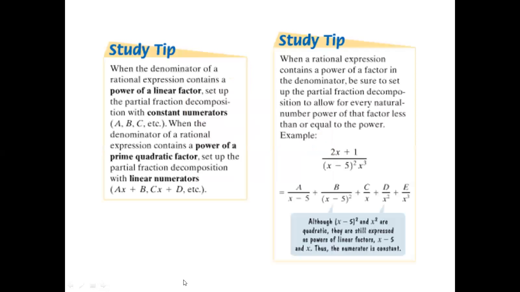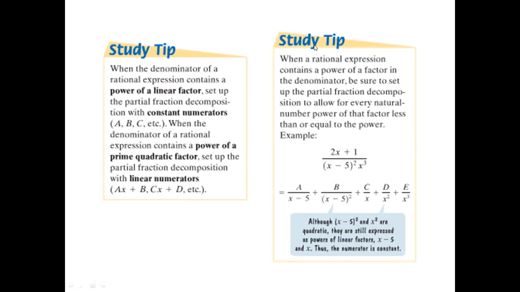Okay? Next, when the denominator of a rational expression contains a power of a linear factor, set up the partial fraction decomposition with constant numerators. So you still have A, B, C. When the denominator of the rational expression contains a power of a prime quadratic factor, set up the partial fraction decomposition with linear numerators. This is the case of quadratic factor. Okay, quadratic factor, the numerator is, as I have said, first degree or linear in nature. Ax plus B, Cx plus D.